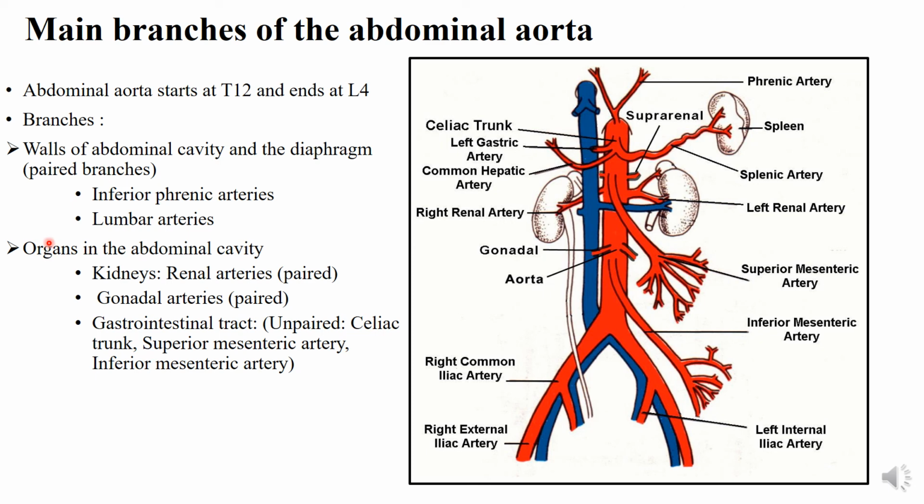If we go to the branches that go to the organs in the abdominal cavity, some of them are paired and some are unpaired. Some have right and left, and some have only one branch. The renal arteries, we have right and left. The gonadal arteries, which are the testicular or the ovarian arteries, you have right and left. While the branches that go to the gastrointestinal tract are unpaired, so you have one celiac trunk, one superior mesenteric artery, and one inferior mesenteric artery.